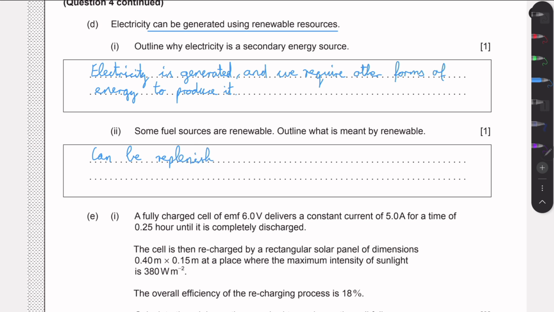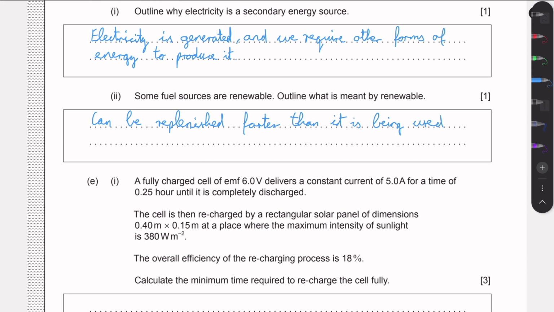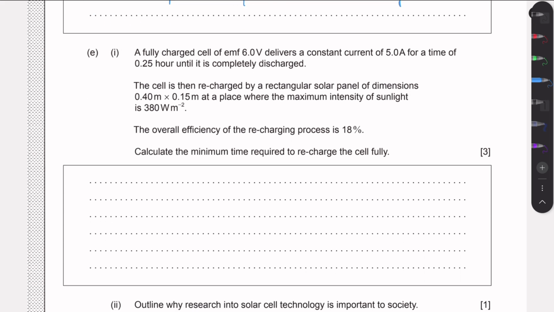Replenished faster than it is being used. So for example, the sun is producing energy at a faster rate than we're able to harvest it. So every time we take a bit of energy, there's plenty more in reserve, so it's never going to really run out. And then it's part E.